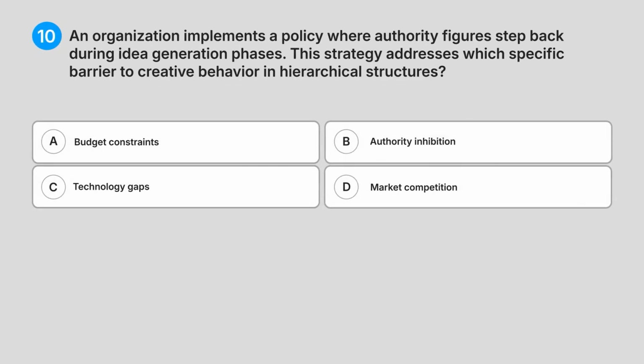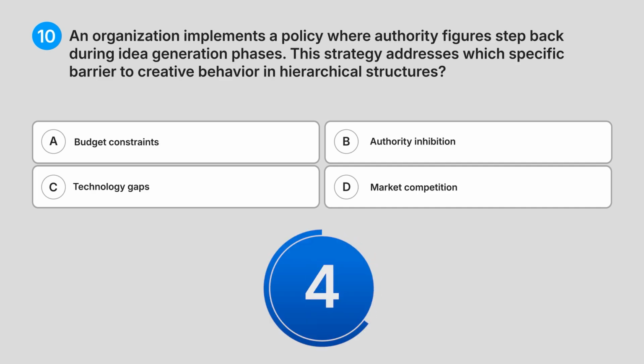10. An organization implements a policy where authority figures step back during idea generation phases. This strategy addresses which specific barrier to creative behavior in hierarchical structures? A. Budget constraints. B. Authority inhibition. C. Technology gaps. D. Market competition. Do you know the answer?